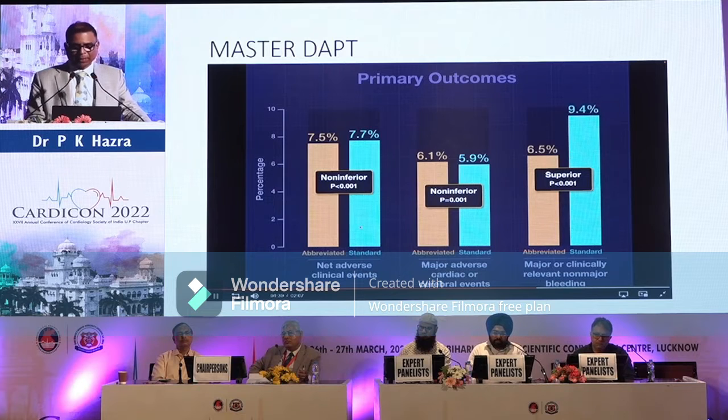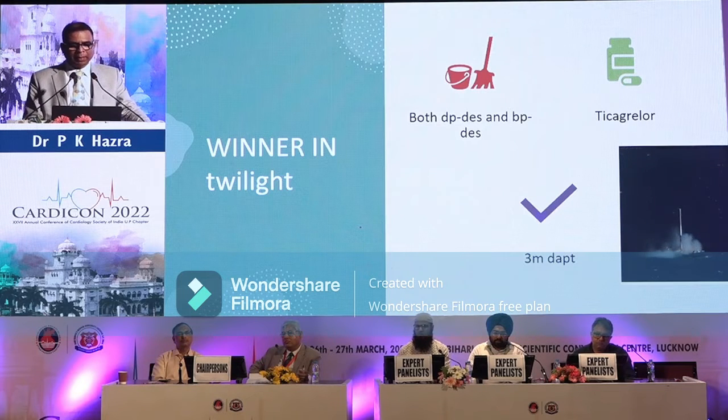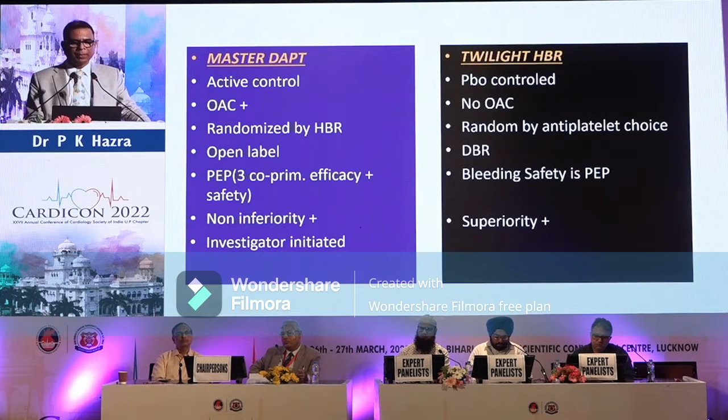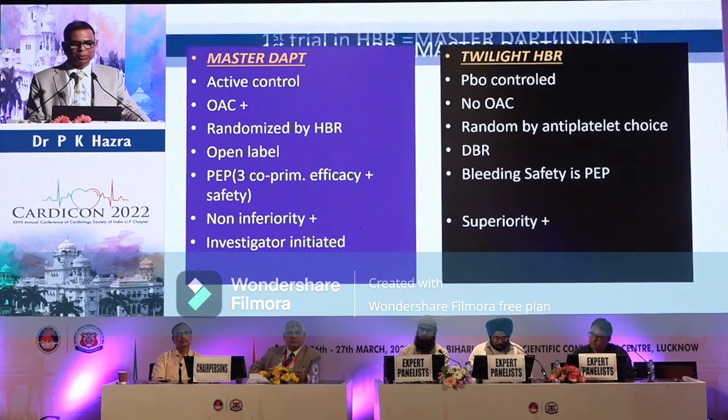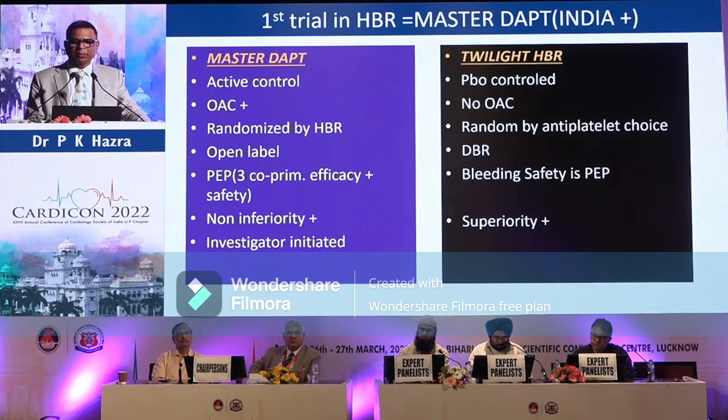with a significant p-value. So the winner in TWILIGHT is the many DS. You have to have a perfect landing on the stent by using imaging. The difference between an active control trial and a randomized control trial, these are the two highlights of MASTER DAPT and TWILIGHT HBR in 2021. And this is the first trial which has included many Indian patients in MASTER DAPT.